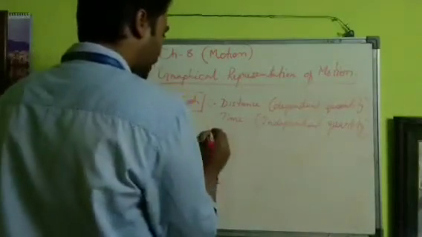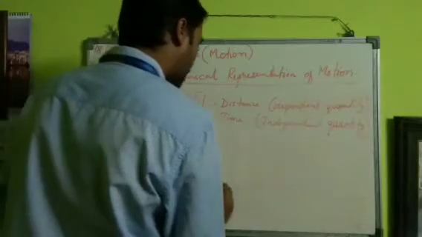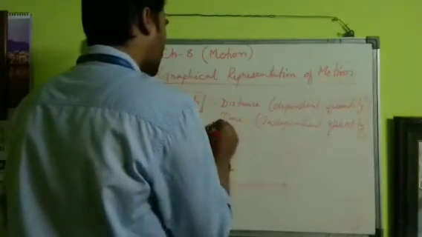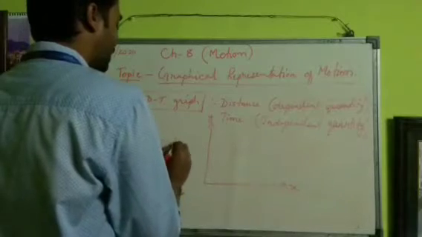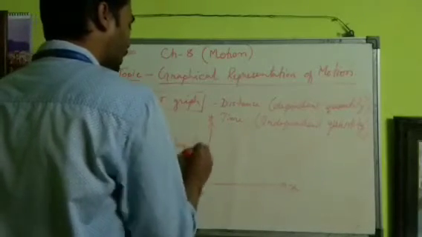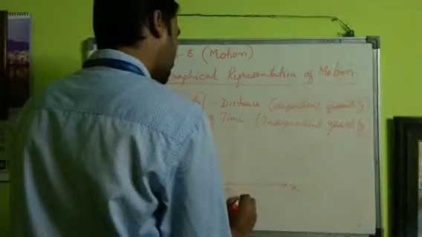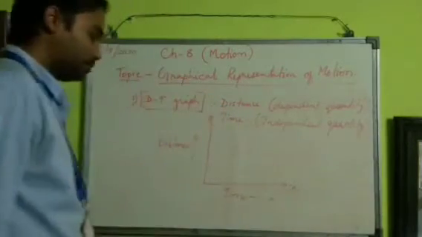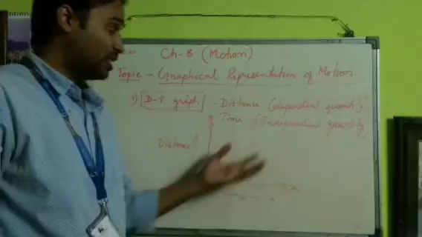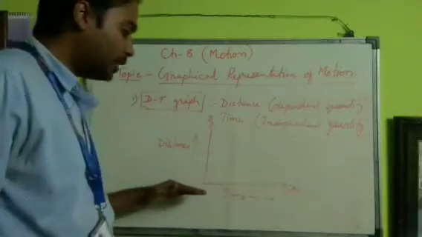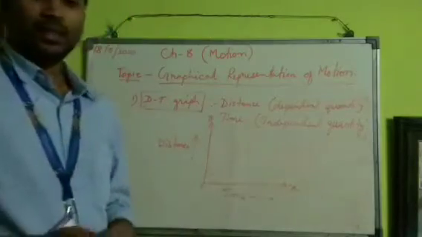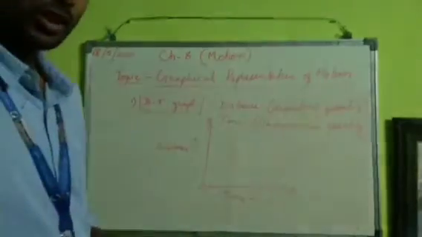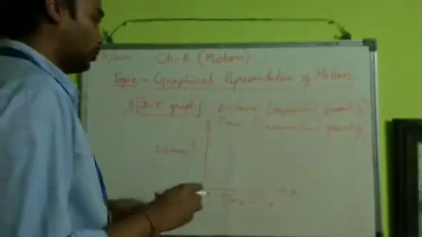So whenever we draw distance time graph, distance is always taken along what? Y-axis, whereas time is always taken along x-axis. So we have to write distance along y-axis and time along x-axis. Why? Because time is an independent quantity, and always the independent quantity is represented along x-axis. So this important point again you have to note down.